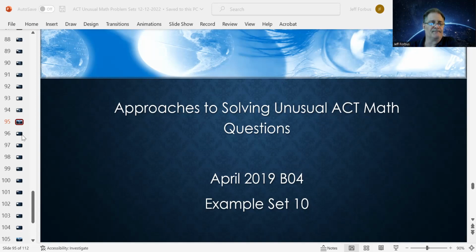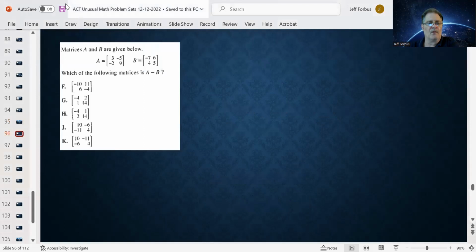Question number 1. Okay, so question number 1 starts off with two matrices, A and B here, and it says, which of the following is the matrix of A minus B? All right, if you have a calculator, you could put this into your calculator and let it do the calculation for you. But if you don't, let me show you the longhand version of this. It's pretty simple. It's really not that hard.